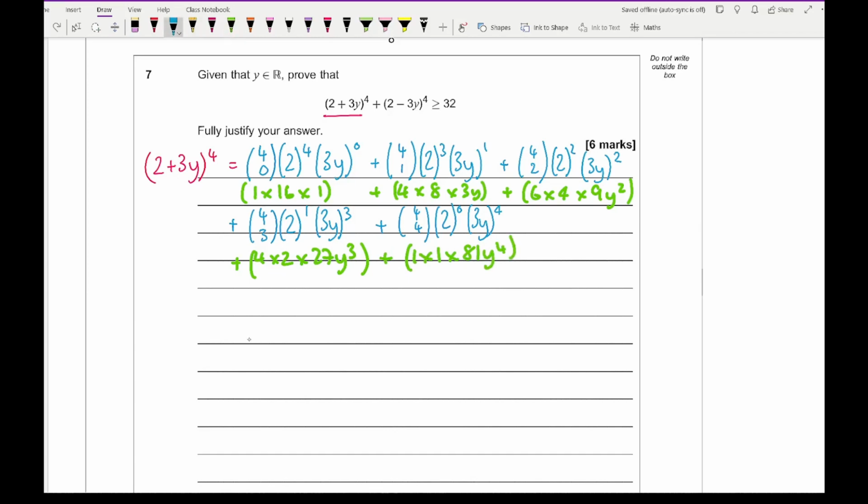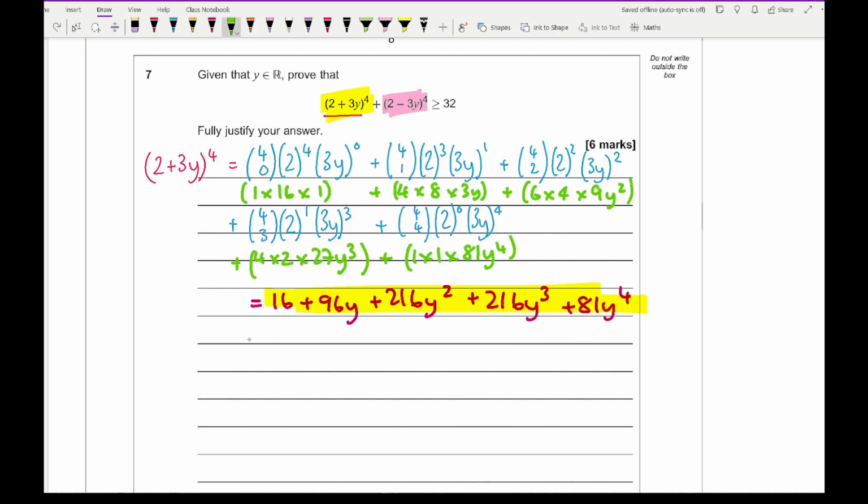Now, neatening all of those up, I end up with 16 plus 96y plus 216y squared plus 216y cubed plus 81y to the power of 4. Now, I'm just going to keep that for now because that's just half the jumps. That's this one expanded. So now what I've got to do is expand this next one.